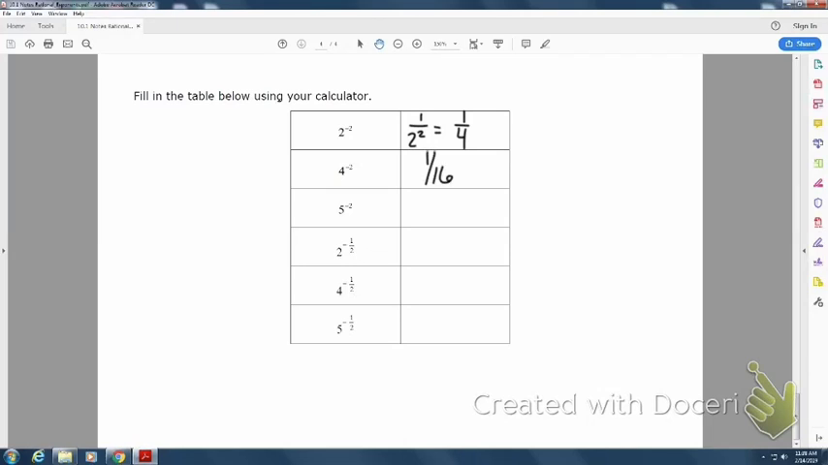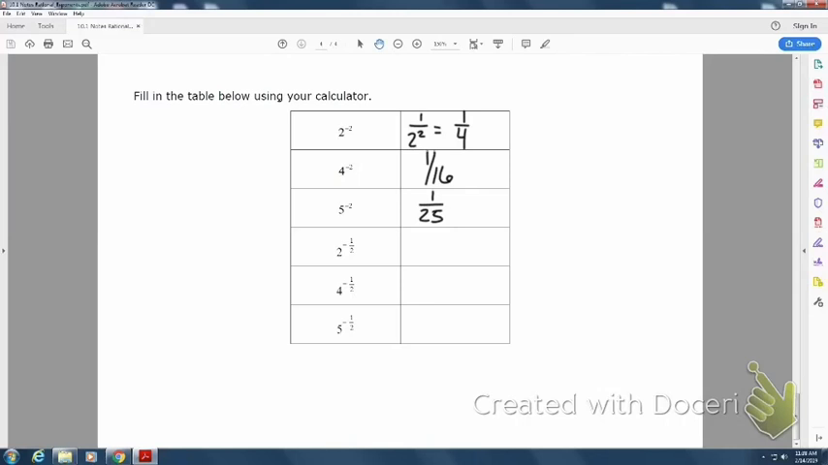So if you know what any number squared is, you should know what that number is to the power of negative 2. Because you're still going to have that number squared, it's just 1 over that. So 5 to the power of negative 2 would be what? 1 over 25. 10 to the power of negative 2 would be what? 1 over 100. Okay.